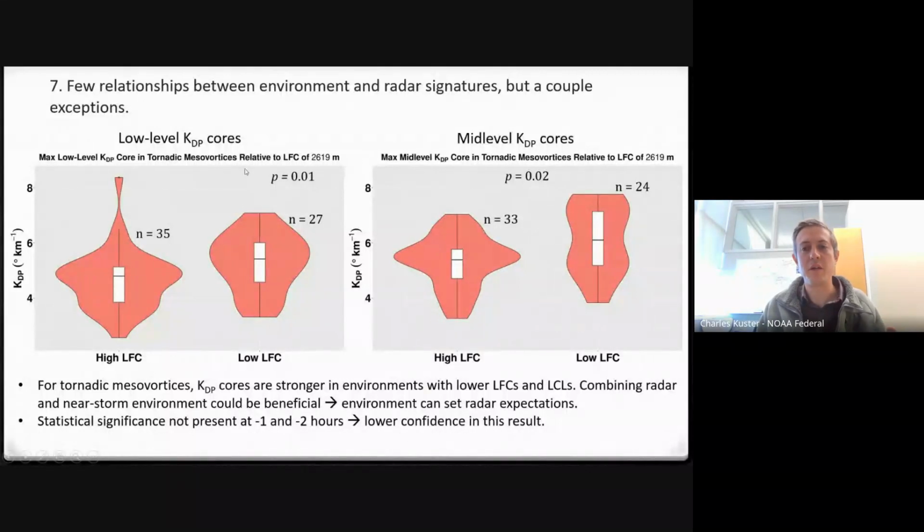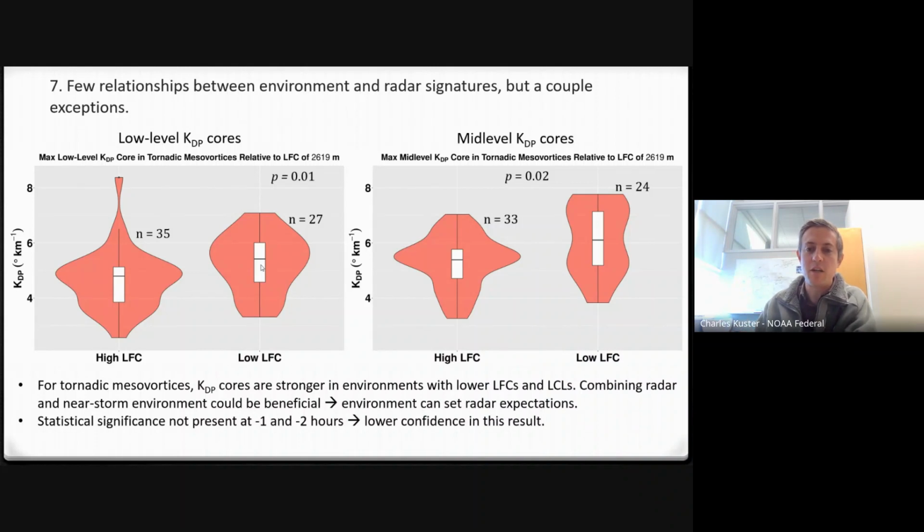We looked at KDP cores only for tornadic mesovortices in environments with high and low LFC and LCL. And in this case, we saw that the KDP cores were stronger for environments where there was low LFC and low LCL. It took a little bit of thinking about this, but we think the reasoning is basically that if you have low LFCs and low LCLs, your environment is less favorable for a stronger cold pool. You have to have a cold pool that is at least decently strong enough to get that strong convergence on the updraft, downdraft convergence zone.